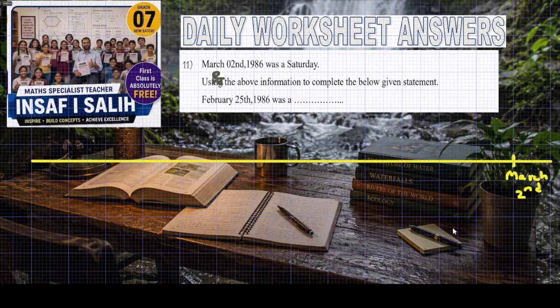Alright, so we are starting from March 2nd. So when was March 2nd? It was a Saturday. So what is the day prior to March 2nd? We are going one day prior. What was the previous day? It is March 1st. So if March 2nd was a Saturday, what should be March 1st? It should be a Friday.